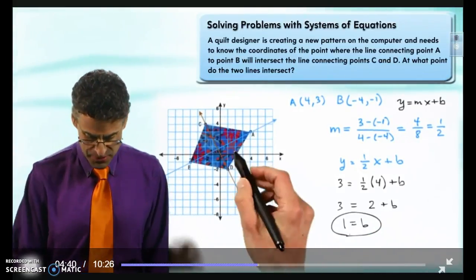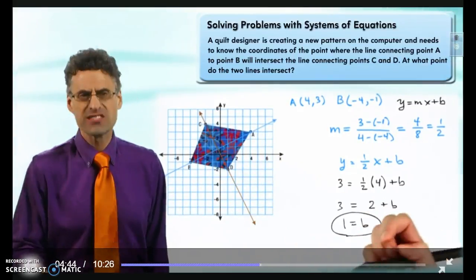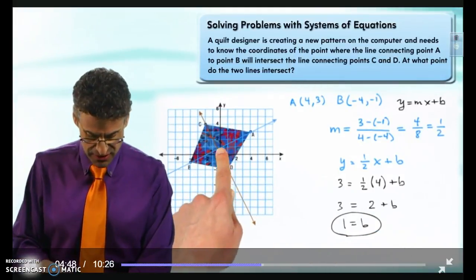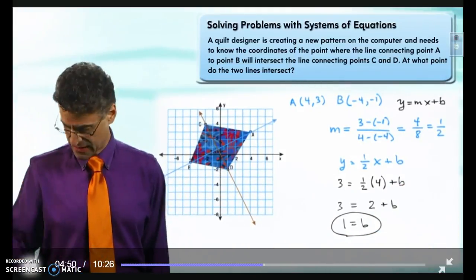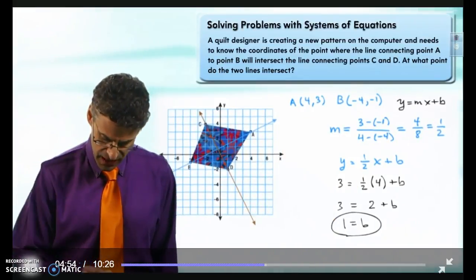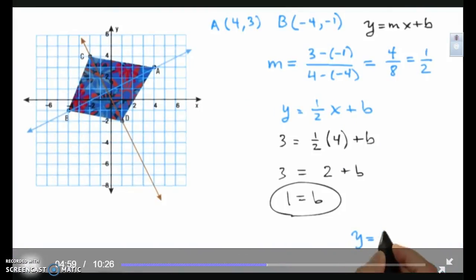So that's the y-intercept. In fact, this picture is not perfectly drawn, but that's okay. It's hard to draw a perfect picture, but we see that this makes sense. It looks like it could be right around 1, but we see it's exactly at 1. So the bottom line is we now have the equation for this line. The equation for that line is y equals 1/2 x plus 1.